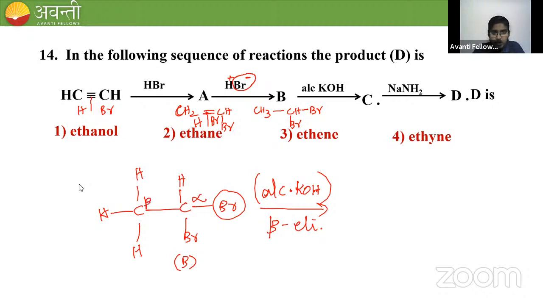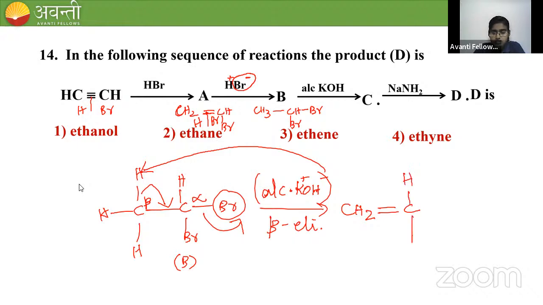So one of the beta hydrogens is attacked by the OH minus. The bond shifts here and the C-Br bond breaks. So we end up with CH2 double bond CHBr. I write this hydrogen also with bonds so that it will be easy for you to understand the next reaction. So this is compound C.